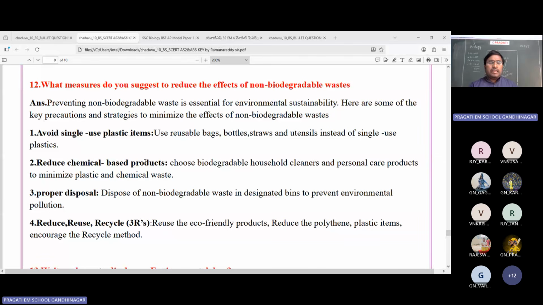Okay, see the 4 side headings which I given here. Avoid single-use plastic item. Reduce chemically based products. Proper disposal. And alternate is reduce, reuse, recycle. That is the 3R principle. Okay, these four side headings are very, very important. So what you have to avoid here, single use of plastic items.